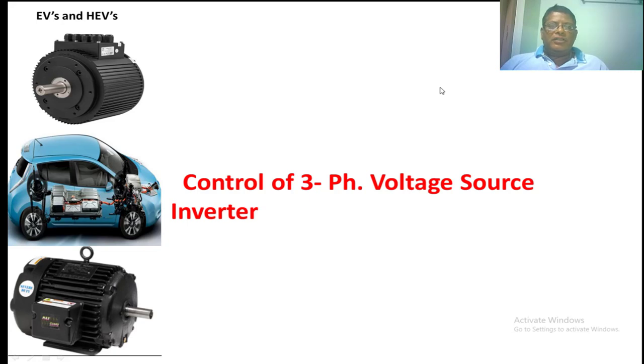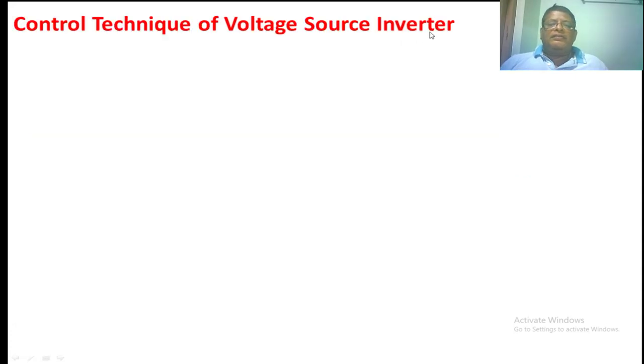Welcome back to the class on electrical vehicles and hybrid electrical vehicles. Initially, we are going to see the control of three-phase voltage source inverter. First, let me define the inverter. Inverter is a powertrain circuit which converts the fixed DC voltage to the variable AC voltage.